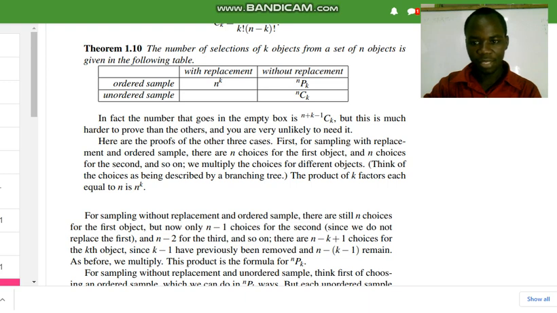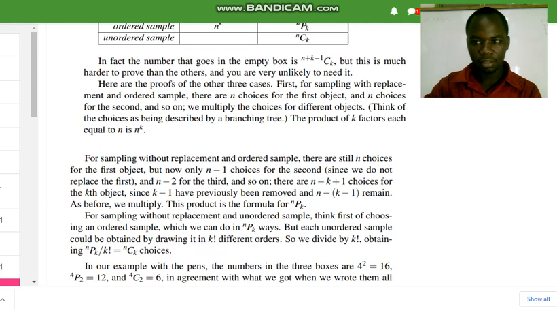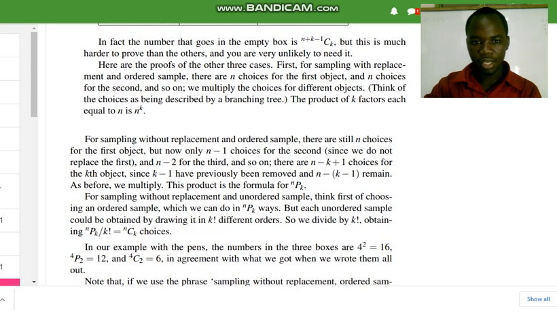First, for sampling with replacement and ordered sample, there are n choices for the first object and n choices for the second, and so on. We multiply the choices for different objects. Think of the choices as being described by a branching tree. The product of k factors each equal to n is n to the power k.